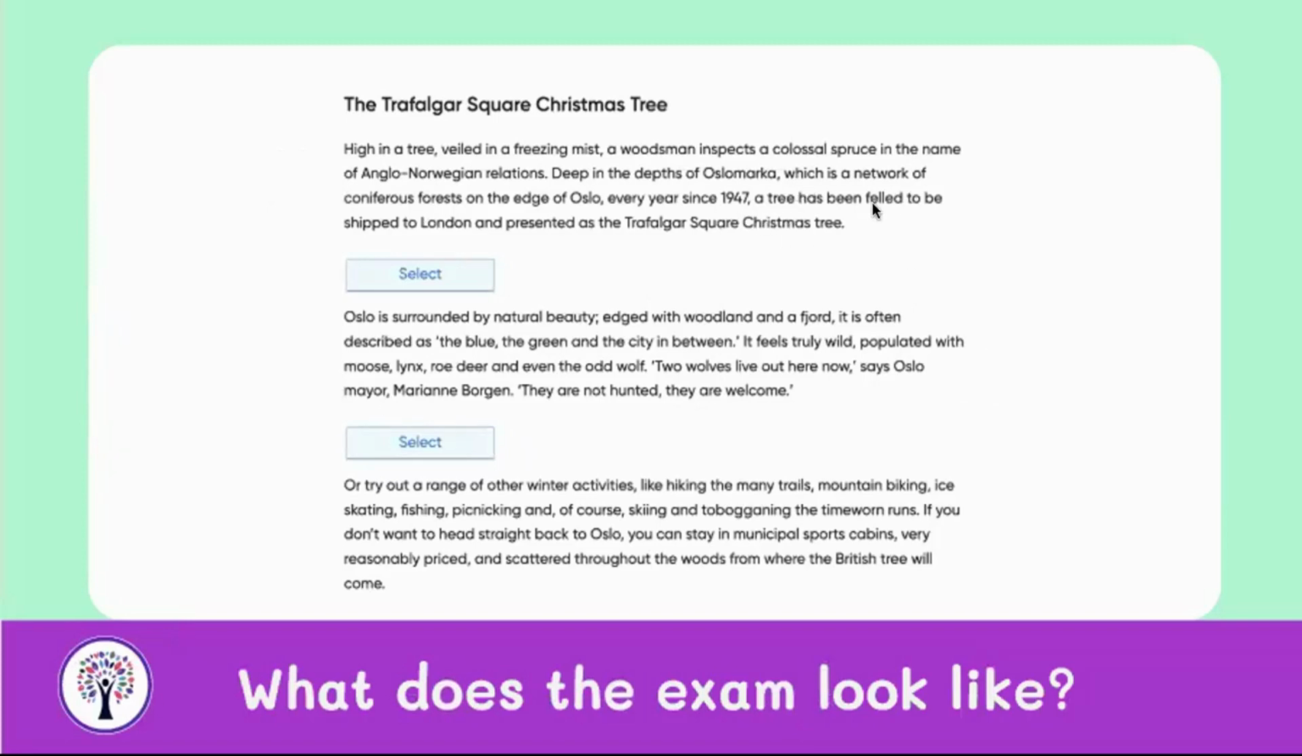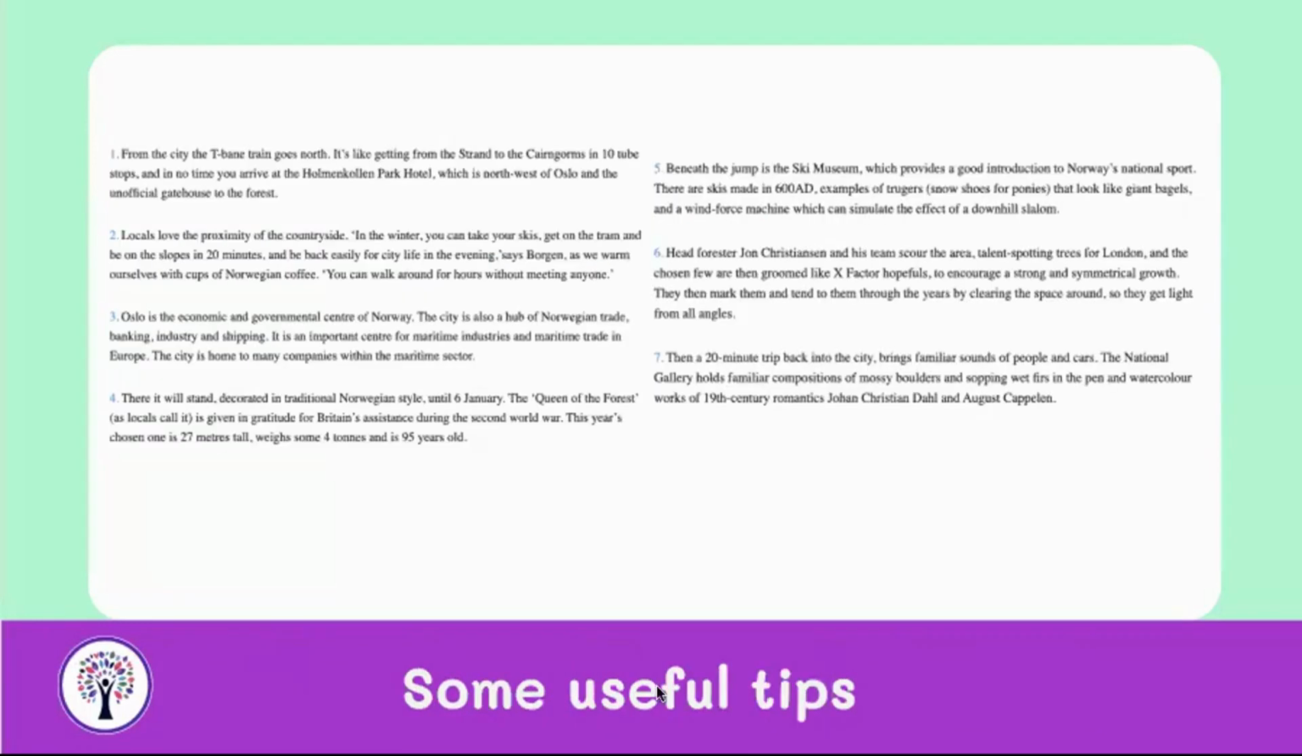Paragraph 1 has been felled to be shipped to London and presented at Trafalgar Square as the Trafalgar Square Christmas tree. Let's see if there is one that introduces more about this to us. Can you see anything about the Christmas tree and where it will go? This one from the city doesn't look like this one. Locals love the countryside. Oslo, well, maybe, but it doesn't really connect with the first paragraph. There it will stand, decorated in traditional Norwegian style until January the 6th, the Queen of the Forest, as locals call it. Could this one be it, everybody?